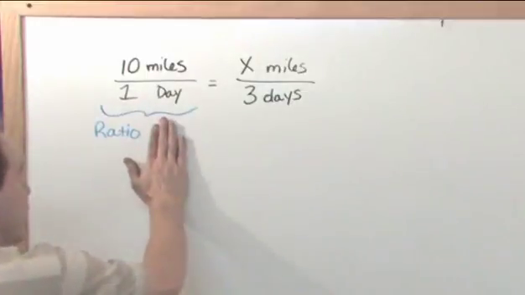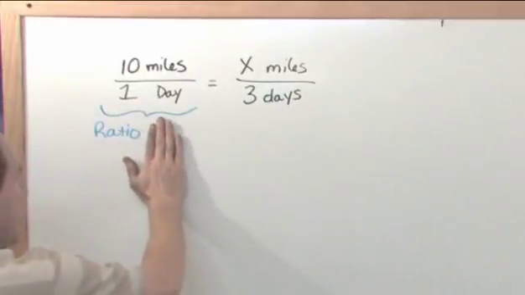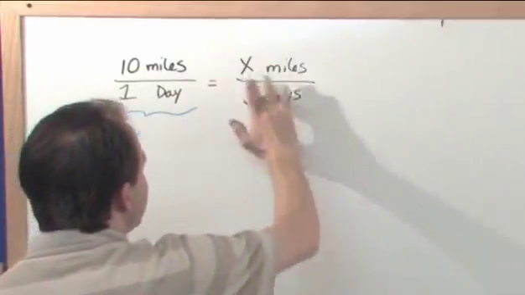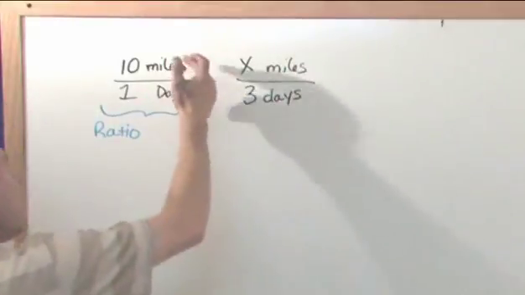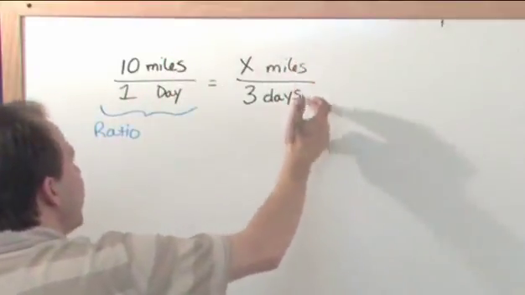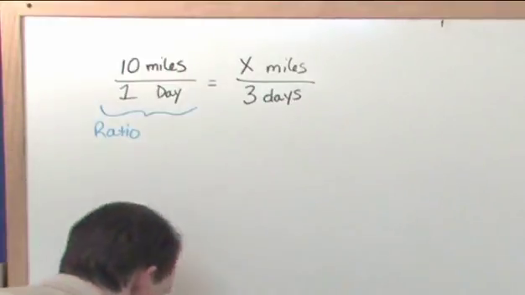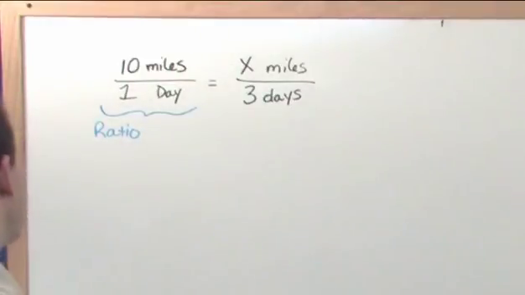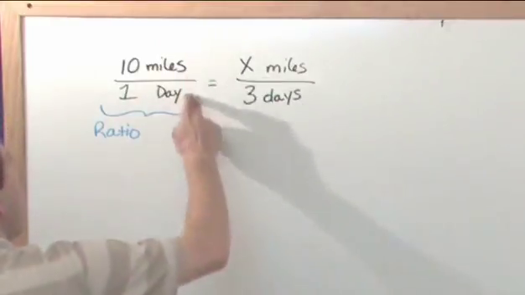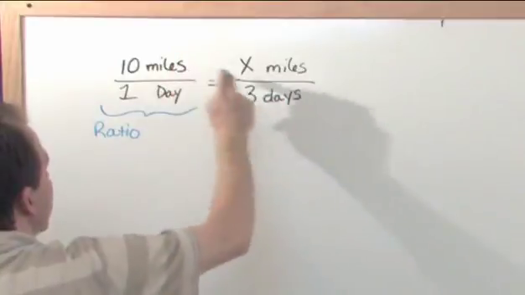So this is the ratio that tells me how fast I'm doing stuff, and this is the unknown here, X miles in 3 days. So 10 miles in one day is X miles in 3 days. I need to know how to do that. The good news is once you know how to set them up, they're really not that hard to solve. You need to learn how to cross multiply. When you have two fractions like this, you can just cross multiply.